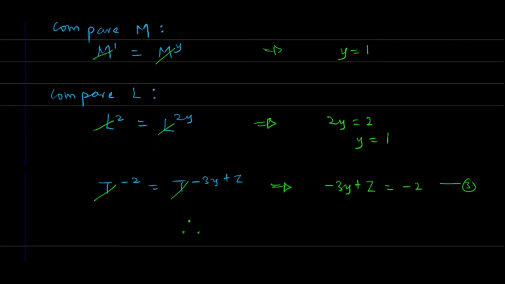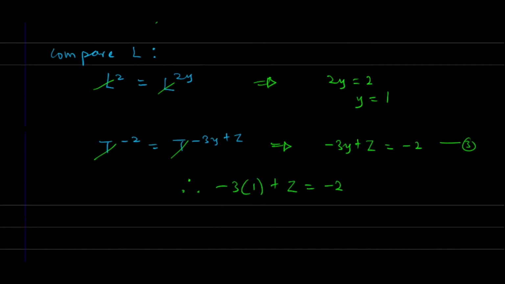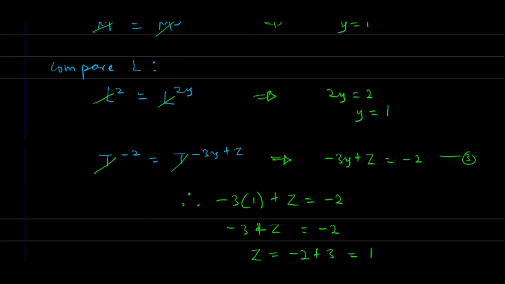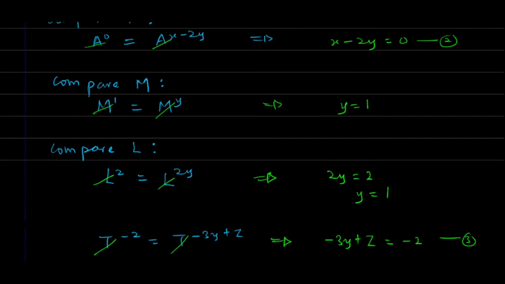That will give us minus 3 into bracket of 1 plus z equals to minus 2. In that case, we are going to be having minus 3 plus z equals to minus 2. So we can transfer minus 3 to the other side. So z becomes minus 2 plus 3, and that gives us 1. So we have gotten the values of y and z. Let's use that to get the value for x.